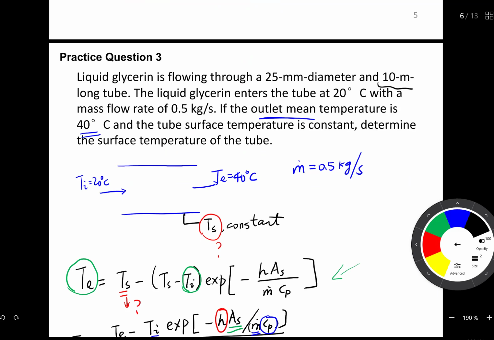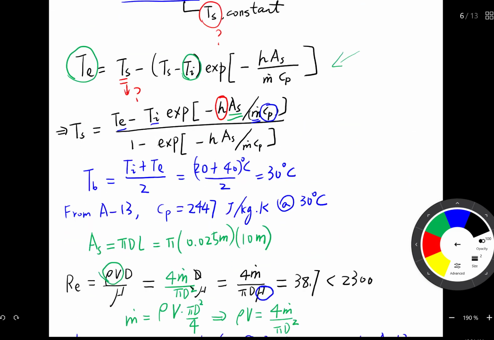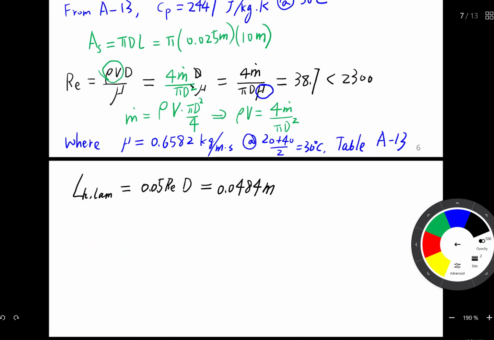The length of the tube is 10 meters. So apparently, the hydrodynamic entry length is smaller than the length of the tube. This means by the end of the tube, the flow is hydrodynamically developed already.